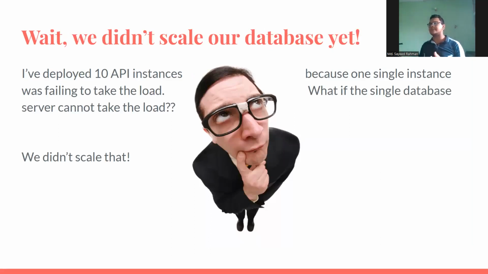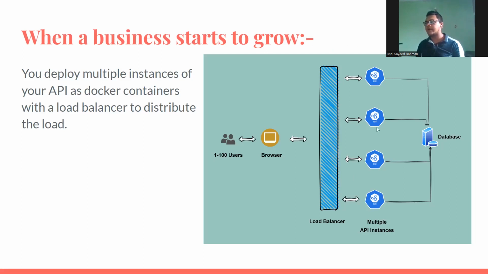But what if the single database server cannot take the load? We didn't scale that. So yeah, it is a good question. Let's recall our previous slide. We can see here that we have multiplied one API server into 4, or even it can be 10 or hundreds. But we haven't multiplied the number of database servers.